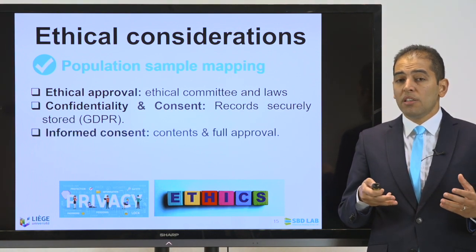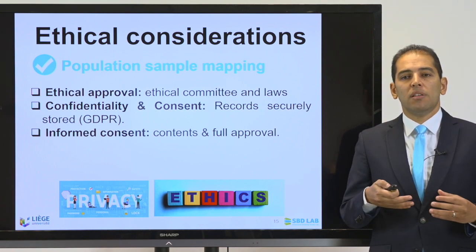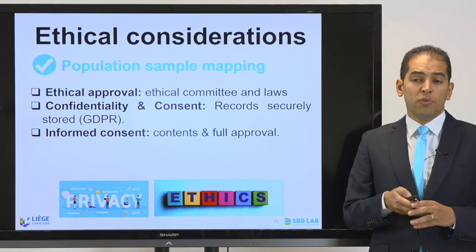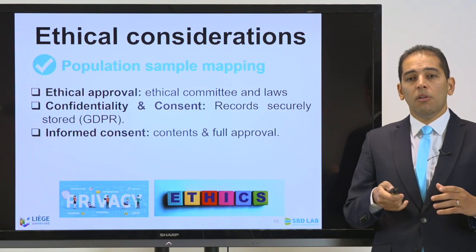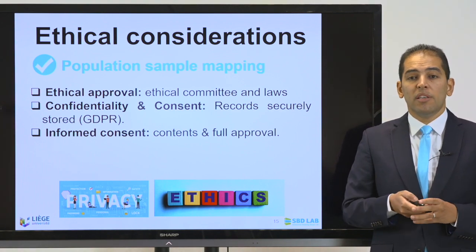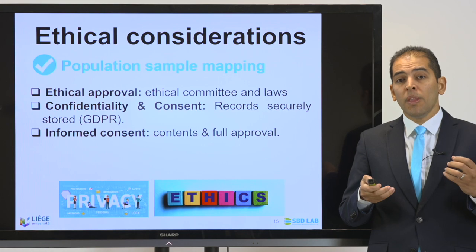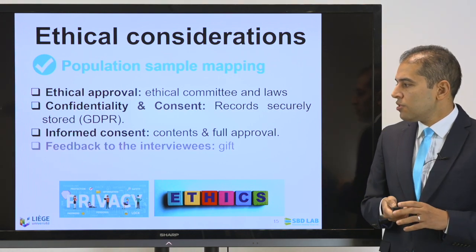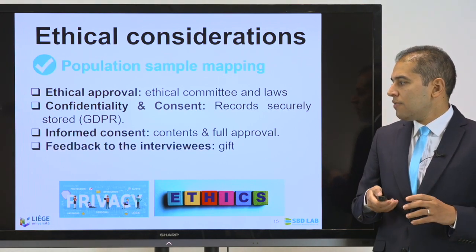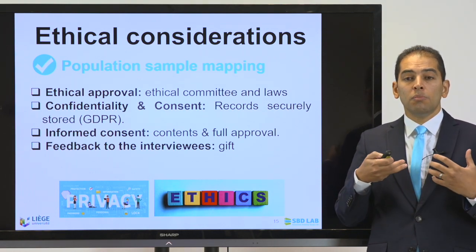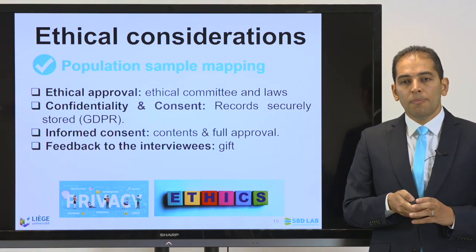You need to check the informed consent and make sure that your observed subjects provide you with informed consent and allow them to approve or fully approve their participation. And at any moment, they can even withdraw their consent from your survey. And you need to make sure that you give feedback to the interviewees. You must always give them feedback once the survey is conducted.